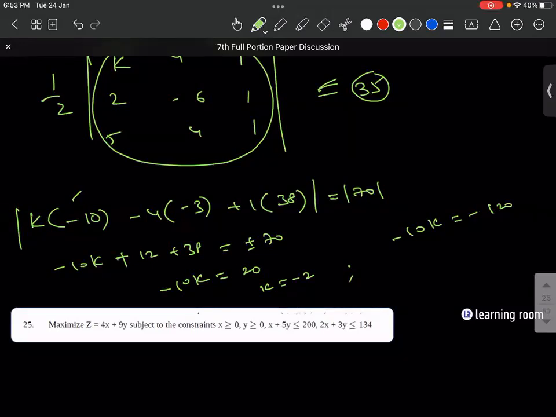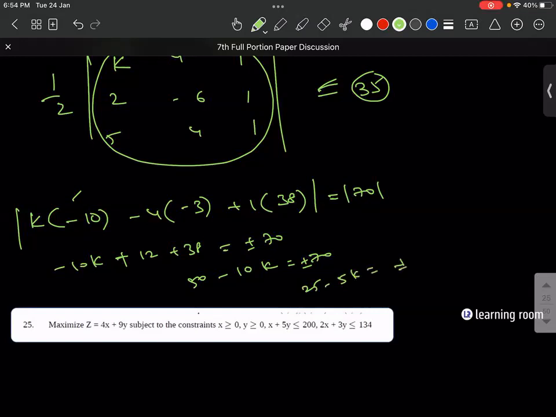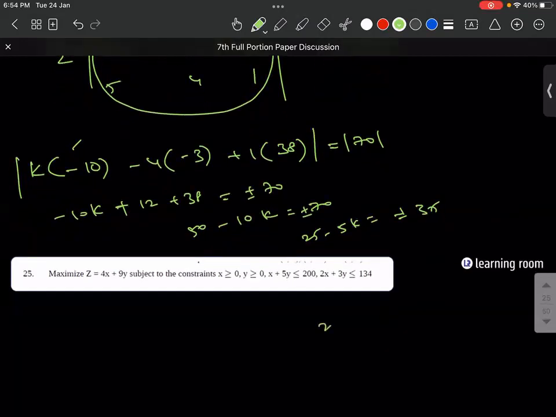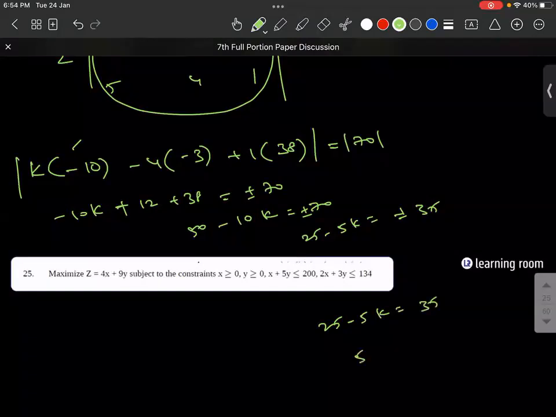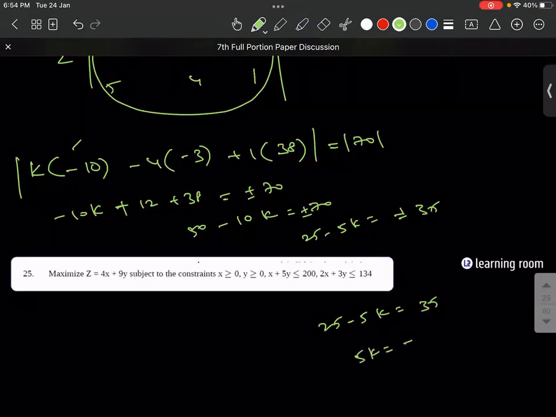What are the options you told? You told 35, no? 35 is the option answer given here. 50 minus 10k, one minute, wait. 50 minus 10k is equal to plus or minus 70. Or can I write 25 minus 5k is equal to plus or minus 35? 25 minus 5k is 35. So 5k is equal to minus 10. So k is minus 2.